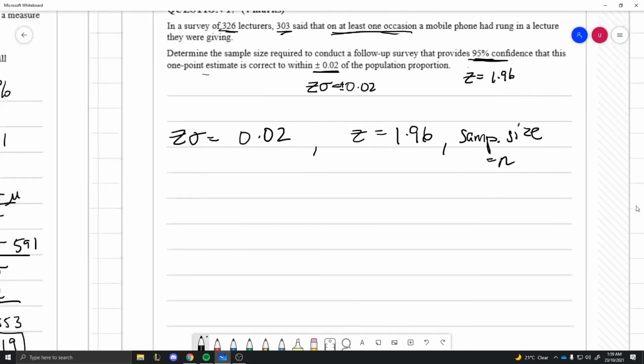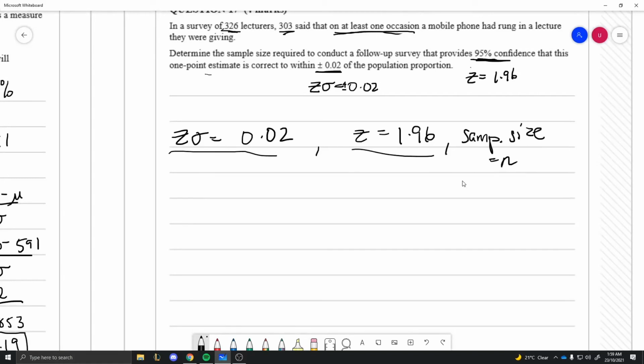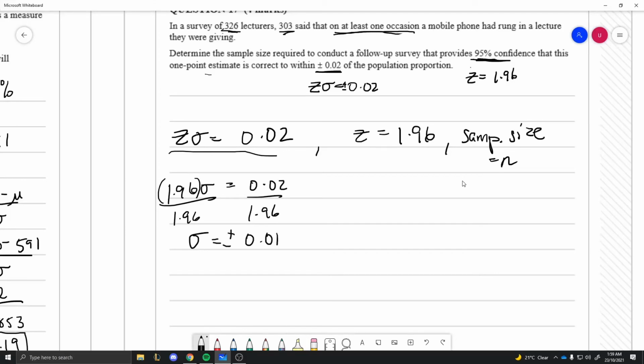So now let's expand this, because these are the values that we know, and you can put this value into here. So let's go 1.96 sigma, because we're just subbing this value in, is equal to 0.02. And now let's divide both sides by 1.96. Using the calculator, 0.02 divided by 1.96 gives you sigma is equal to plus or minus, remember, 0.0102.